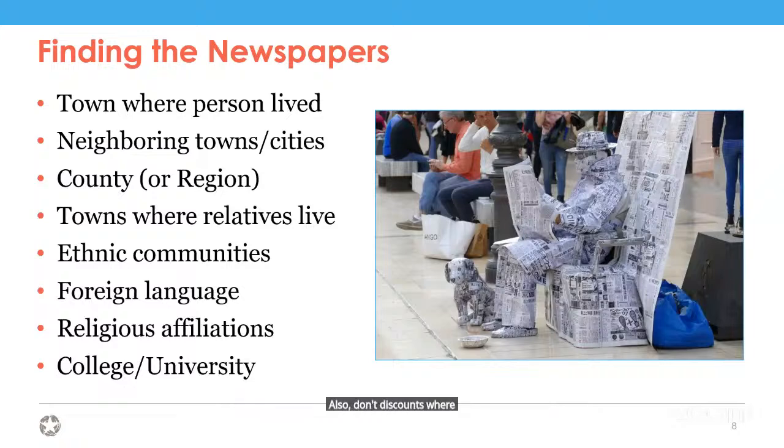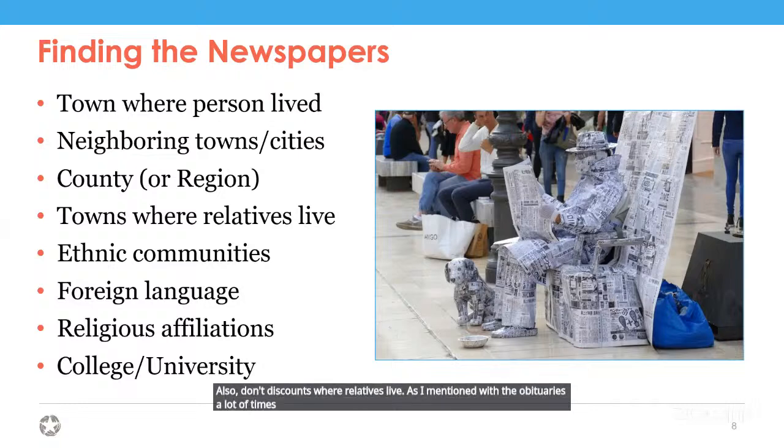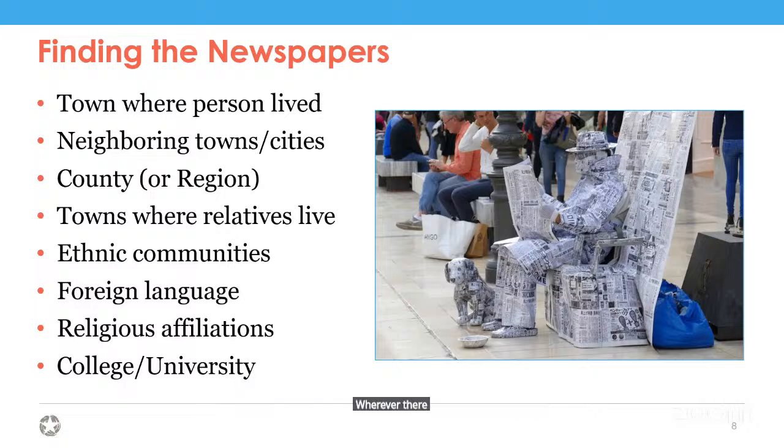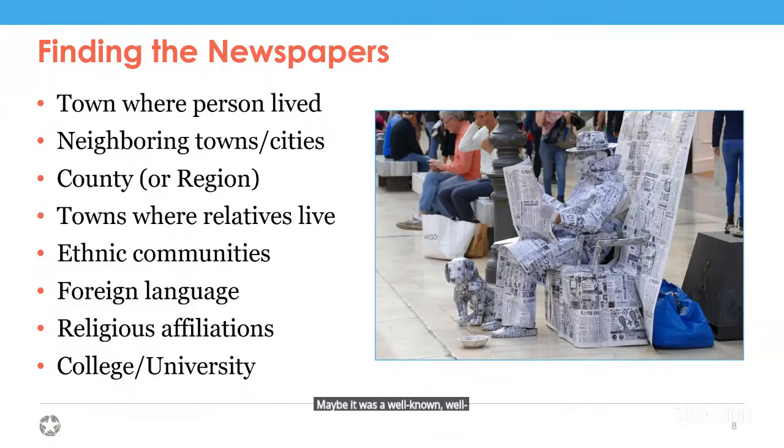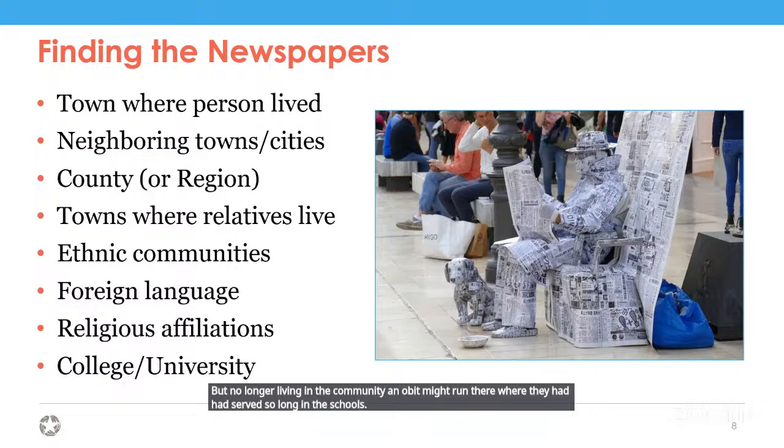As I mentioned with the obituaries, a lot of times those obituaries run in more than just one newspaper, wherever there was a big concentration of relatives or community that would remember an individual. Maybe it was a well-known, well-loved principal for the small school, but no longer living in the community. An obit might run there where they had served so long in the schools, just as an example.